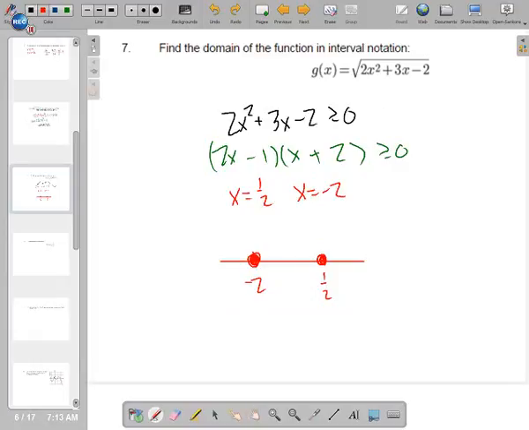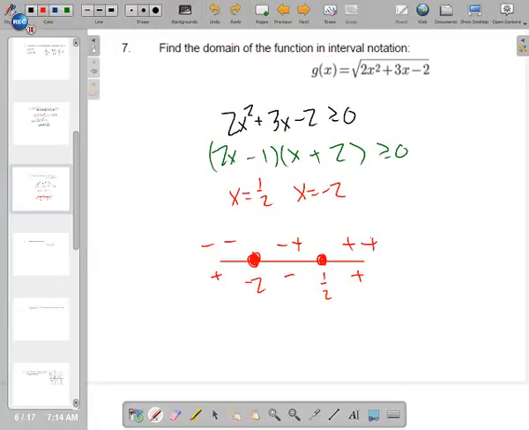If I pick a number smaller than negative 2, like negative 100, that's going to be a negative, that's going to be a negative, so this is a positive area. Plug in 0, you're going to get negative 1 and positive 2, that's a negative. Pick a really big number, that'll be positive, so positive, positive is going to give you a positive.